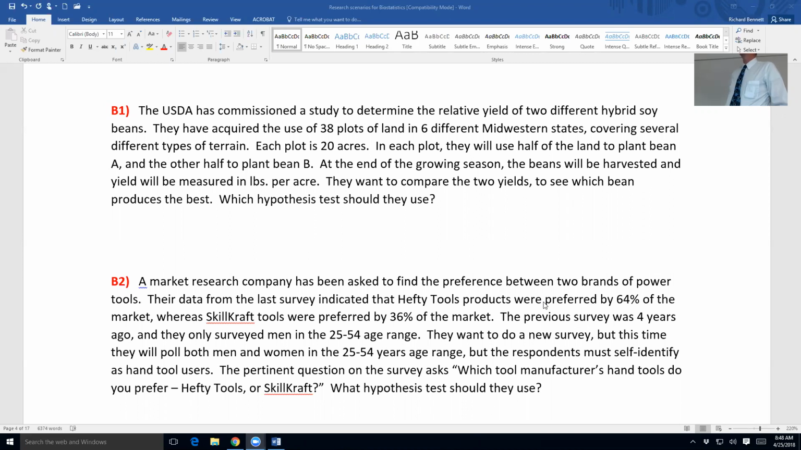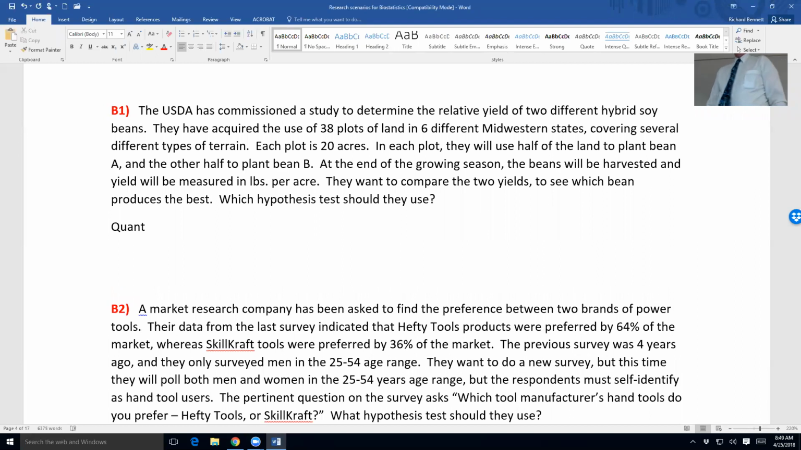Okay, let's do this quickly. Categorical or quantitative or regression? Definitely quantitative. Okay, it's quantitative and then kind of a test. Matched pair. It's in 6 different Midwestern states. Dependent. Z dependent. Chi-square goodness of fit. I'm going to just abbreviate it that way.